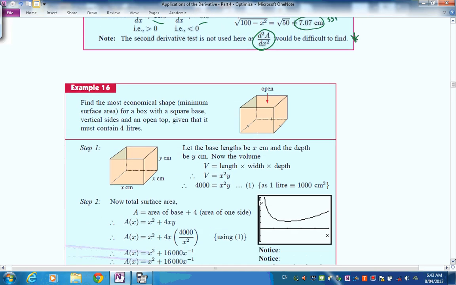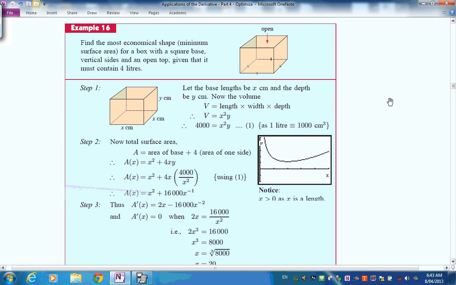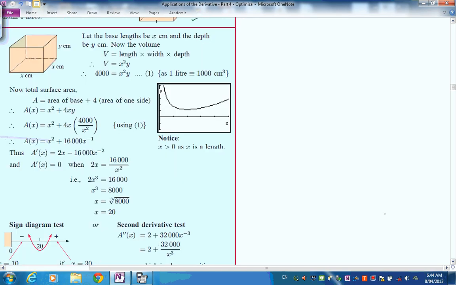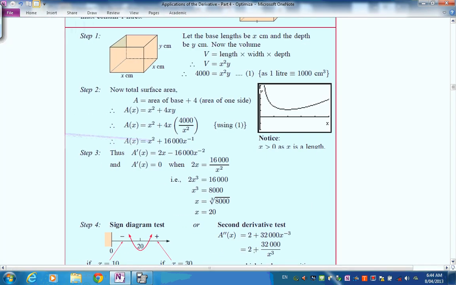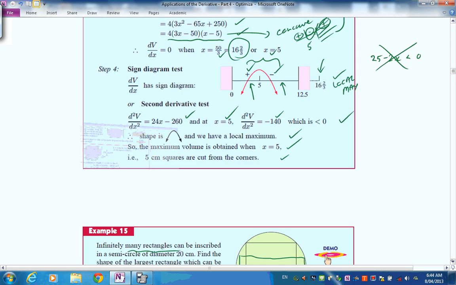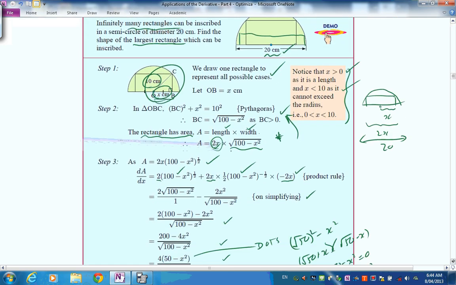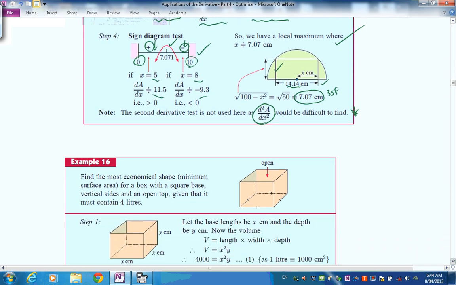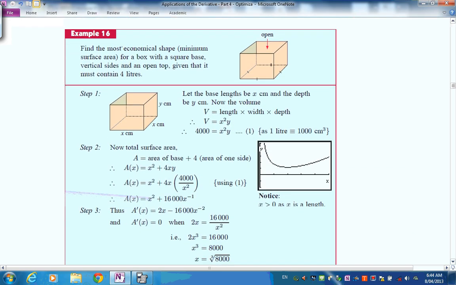All right, let's do another one, and then I'll let you loose on some problems, or you might have a good idea now and just move on. So find the most economical shape here. Let's try to locate this one, and let's have a look at the most economical shape, and that's the minimum surface area here for a box with square base, given that it contains 4 litres, so keep that 4 litres in mind.